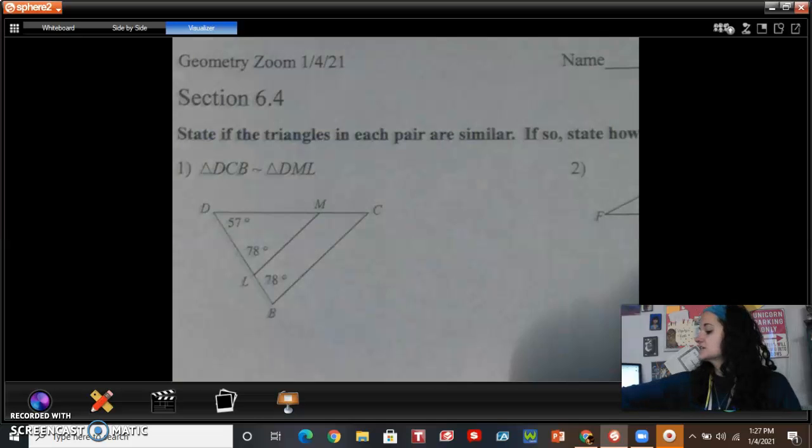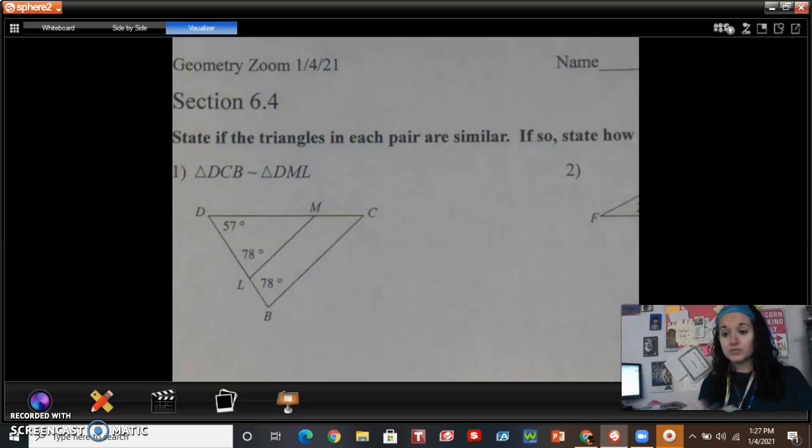We are talking about section 6.4, which is part of what you're doing this week. We're talking about triangle similarity and how to prove it. In your lesson this week, you're learning three ways: angle-angle, side-side-side, and side-angle-side. Today, we're going to focus only on angle-angle, which means in two triangles, you're going to have two congruent angles.